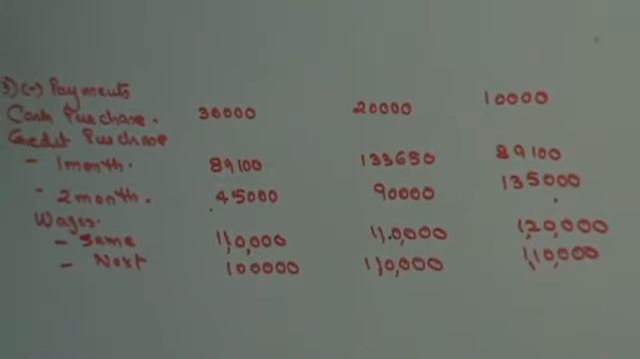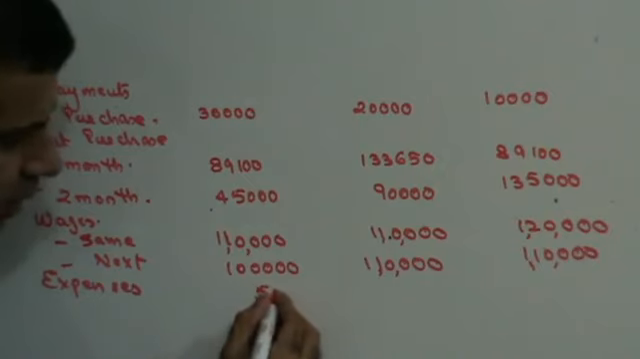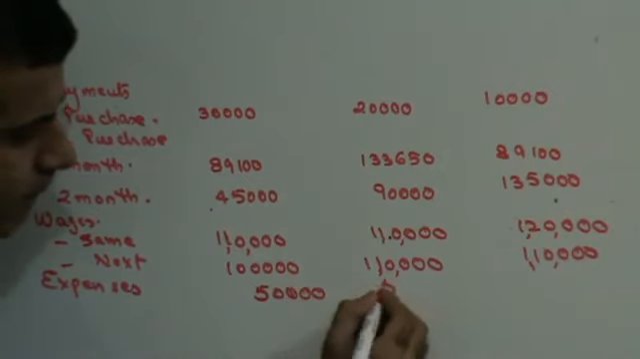Next, expenses generally paid in the same month. That means expenses are to be paid in the same month. Now expenses for the month of Jan are 50,000. Feb is 50,000 and March is 50,000. So 50,000 for all the 3 months.